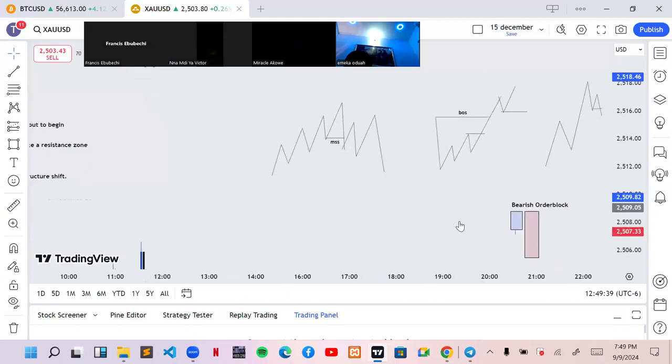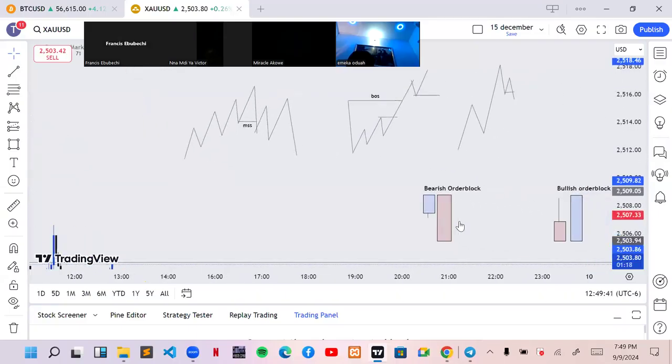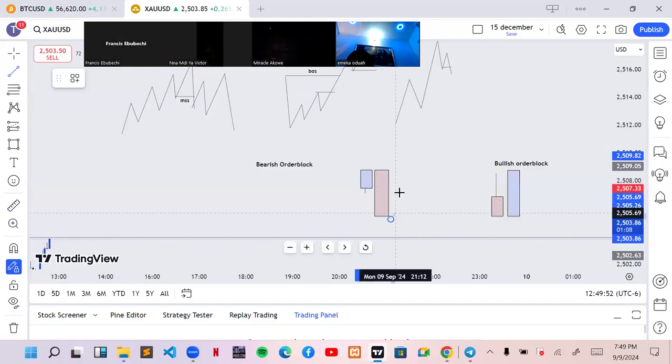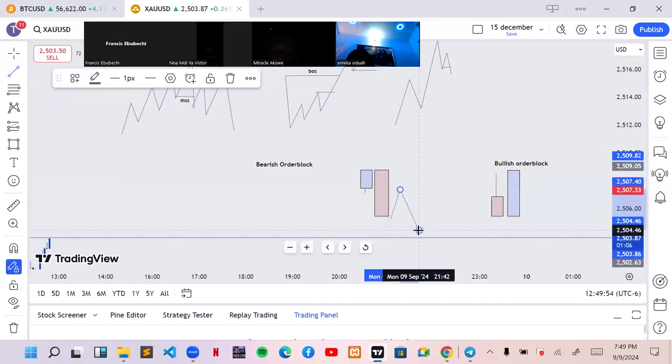So what is now a breaker block? A breaker block is a failed order block. What do I mean by that? This is my bearish order block, for example. Now I would expect markets to come here and start selling. That's the normal intuition when you have a bearish order block. Markets will come there and start selling. Understand? A bearish order block is usually at the end of a move for it to take sells.